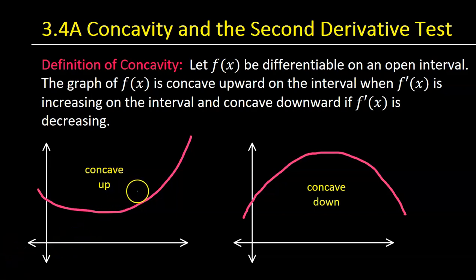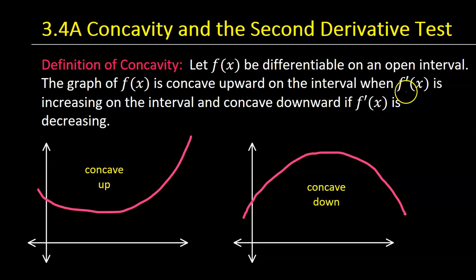In this video, I will teach you about concavity and the second derivative test. The definition of concavity says, let f of x be differentiable on an open interval. The graph of f of x is concave upward on the interval if f prime is increasing on the interval. It will be concave downward if f prime is decreasing.